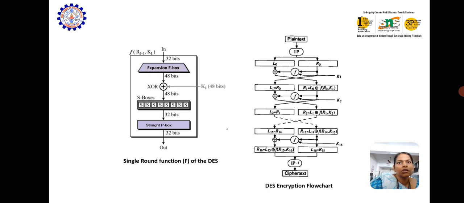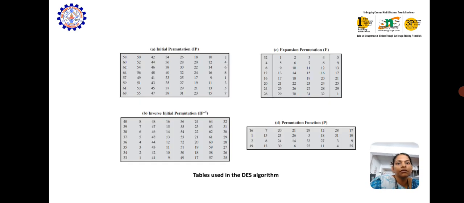Next, this diagram is clearly about the initial permutation and how the inverse initial permutation happens, how the expansion permutation function works, how the rows and columns are shifted, and how the data are encrypted and decrypted.